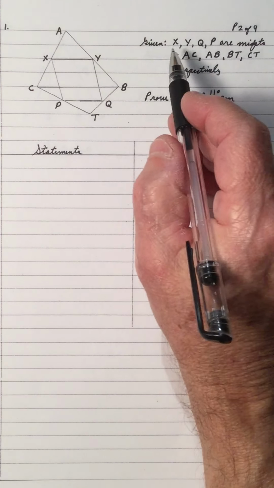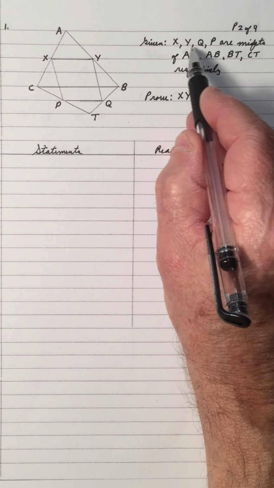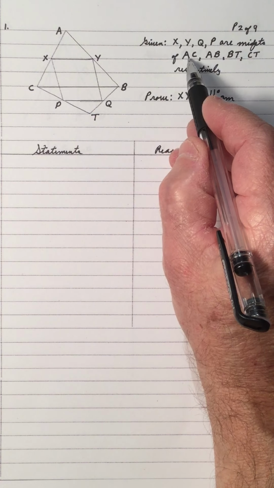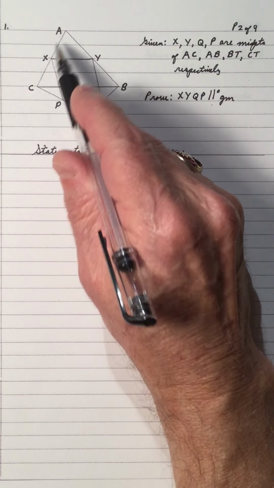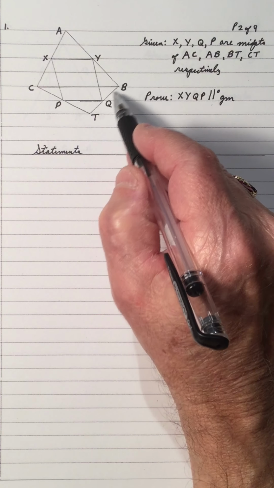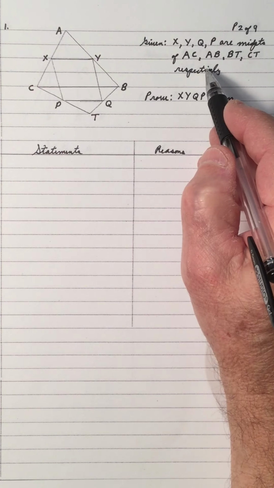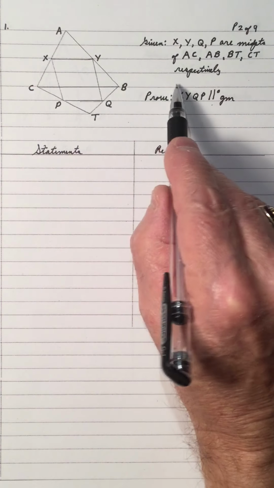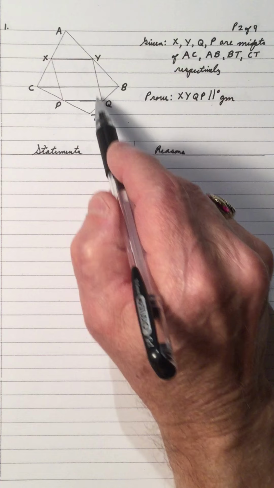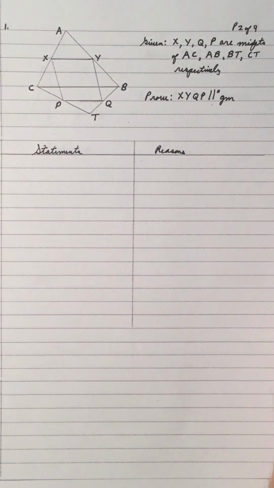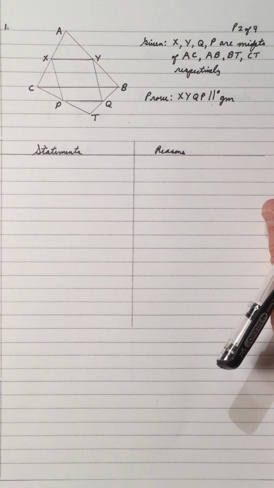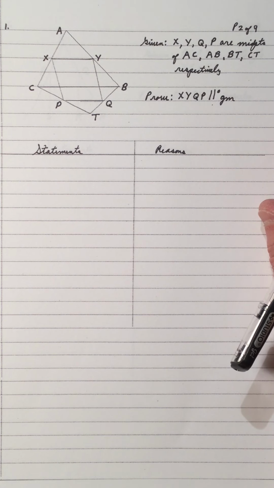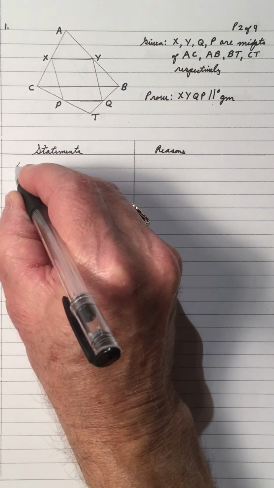Number 1, we have a diagram. X, Y, P, Q are the midpoints of AC, AB, BT and CT respectively. Prove that XYQP is a parallelogram. And to prove a parallelogram, we need opposite sides parallel, opposite sides equal, opposite angles equal, one pair of opposite sides equal and parallel, or diagonals bisect each other. Let's write down the given first.